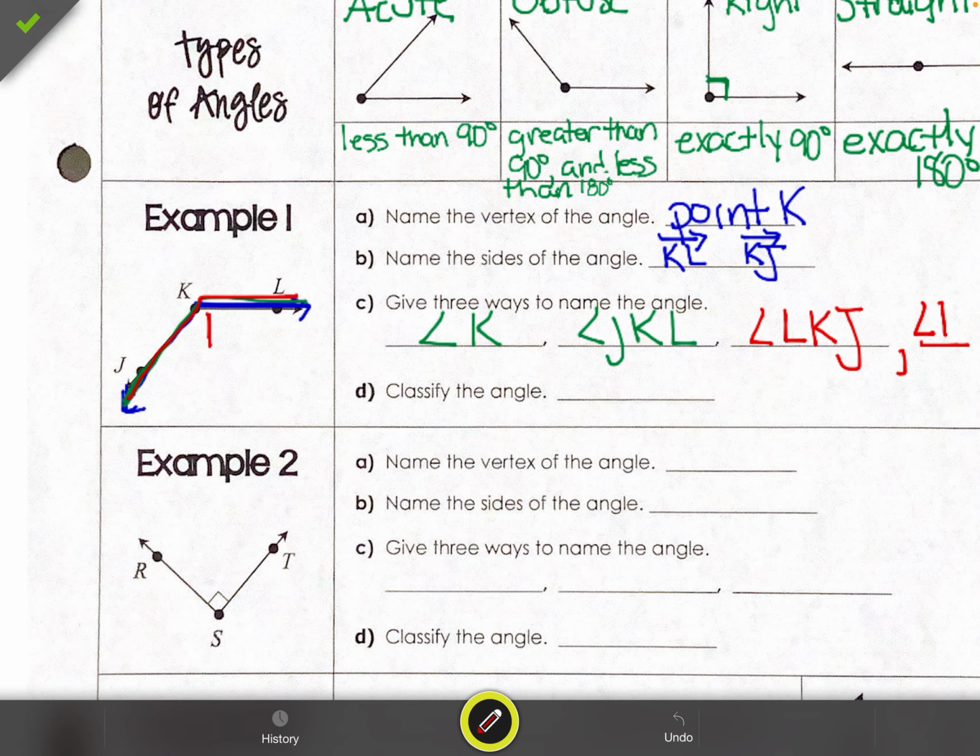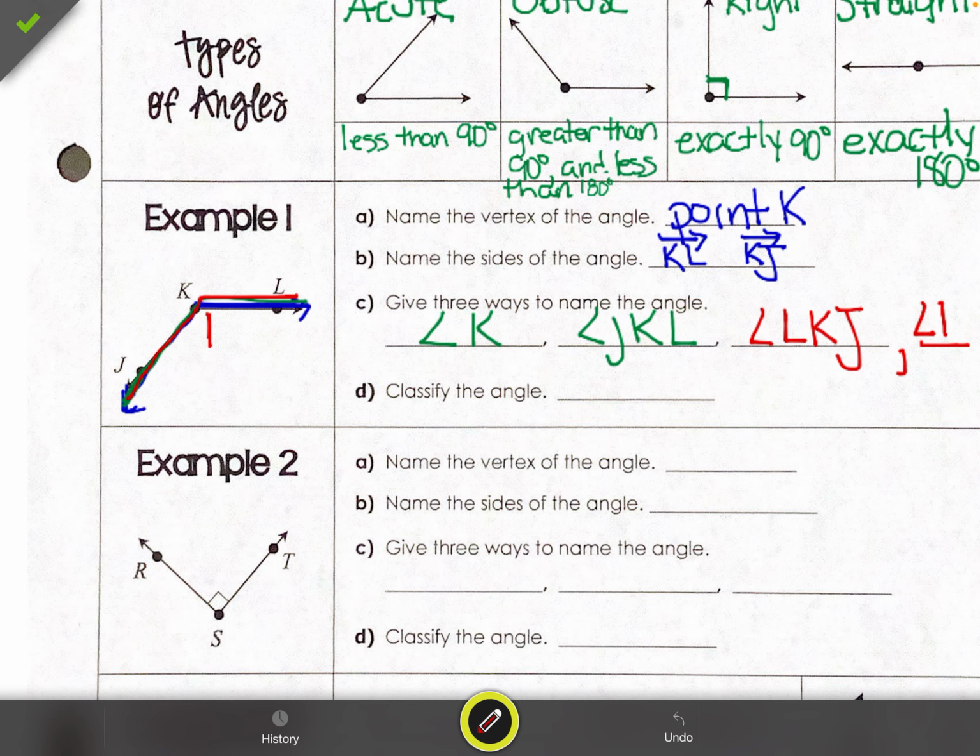So again, like we talked about the other day, you may be right. It may not match your classmates. Before you erase or think you did something wrong, just ask. Because, again, a couple different ways you could actually name that angle correctly.